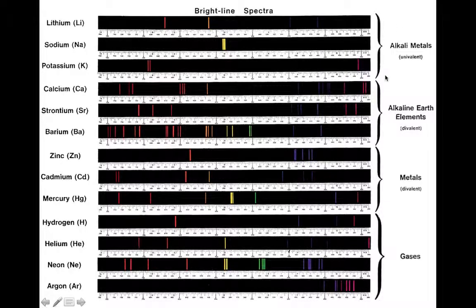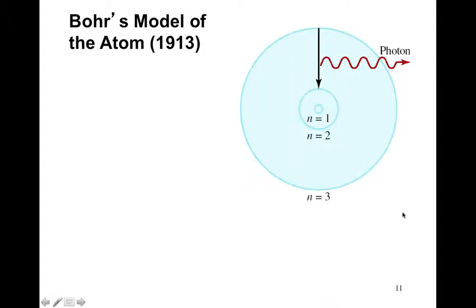So alkali metals here, alkali earth metals here, and you can tell a little bit of similarities there. Metals, they're sort of all over the place, as metals normally are, and then gases here at the bottom. So all different line spectra. Kind of crazy. So we're going to talk about different models of the atom.